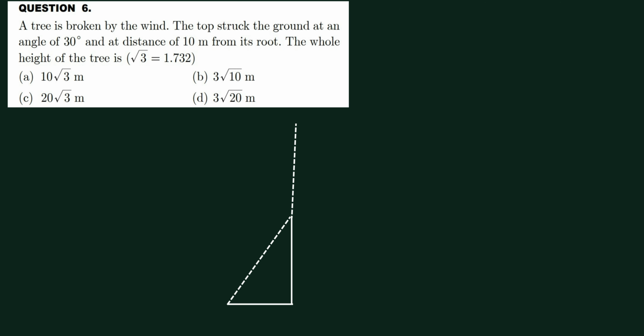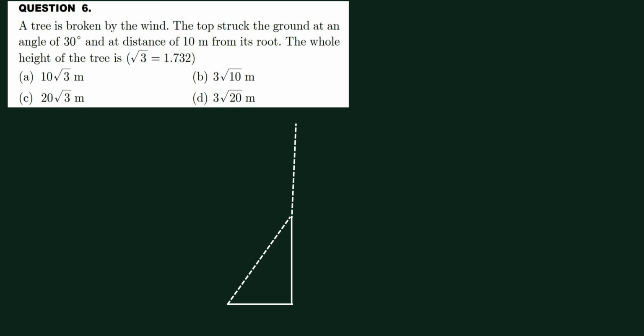A tree is broken by the wind. The top struck the ground at an angle of 30 degrees and a distance of 10 meters from its root. What is the whole height of the tree? Let us say this is the whole height of the tree. We have to find it out.